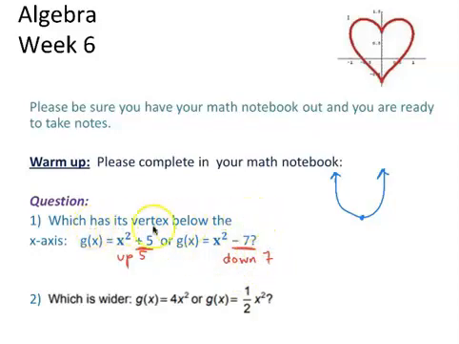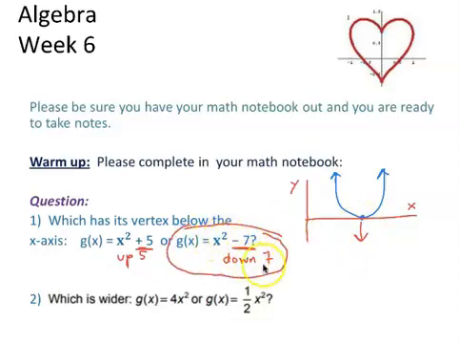So to get a vertex below the x-axis, if this is our parabola, let's say we've graphed this and this is our x-axis and this is our y, to move it down below the x-axis, we need to do just that. We need to move it down. So that means that this function right here, g of x equals x squared minus 7, moving it down is going to take our vertex and move it below the x-axis. If this were the parent function, the vertex, remember, sits right on the y-axis right here. So just a quick note about that.